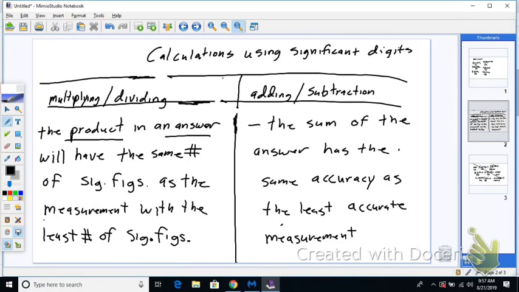So this one says the sum of the answer has to have the same accuracy. Now, I'm not using significant figures on the right side. Left side, I'm using sig figs. The right side, I'm looking at accuracy. So, what determines the accuracy of a measurement? The placement of the numbers associated with the decimal. Okay? That's what determines what it's going to be.